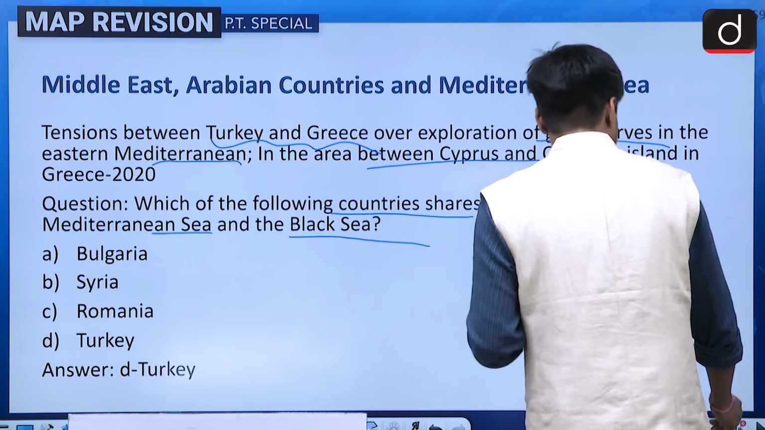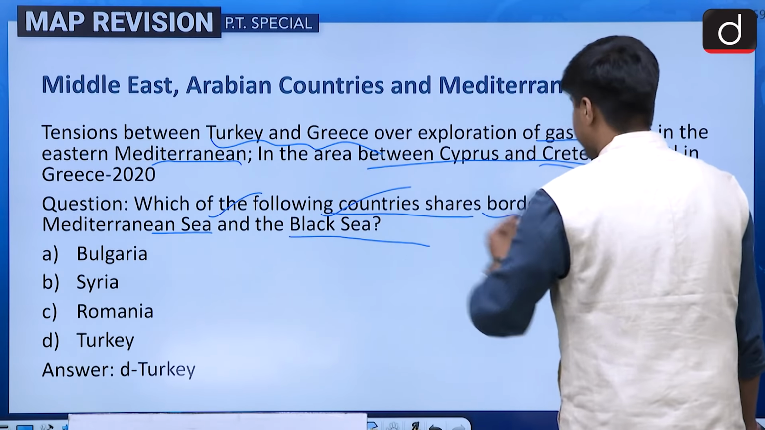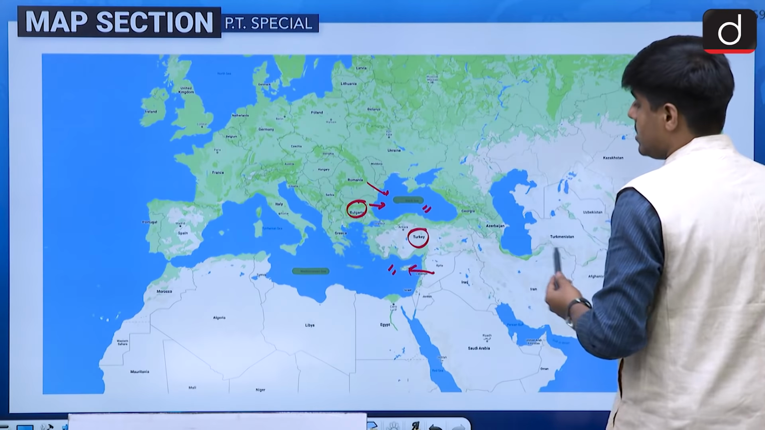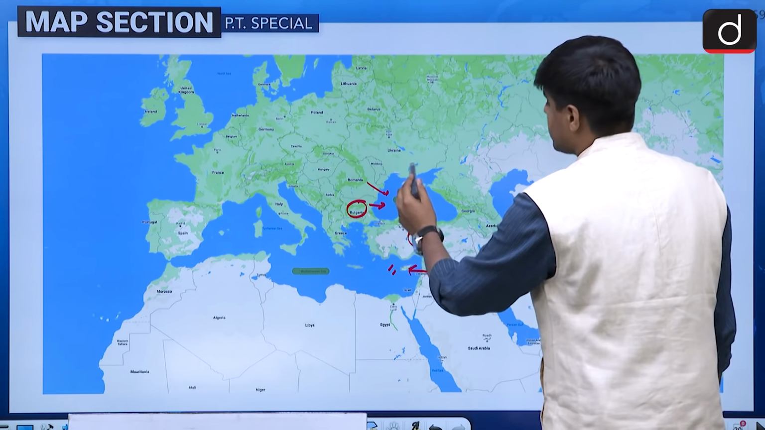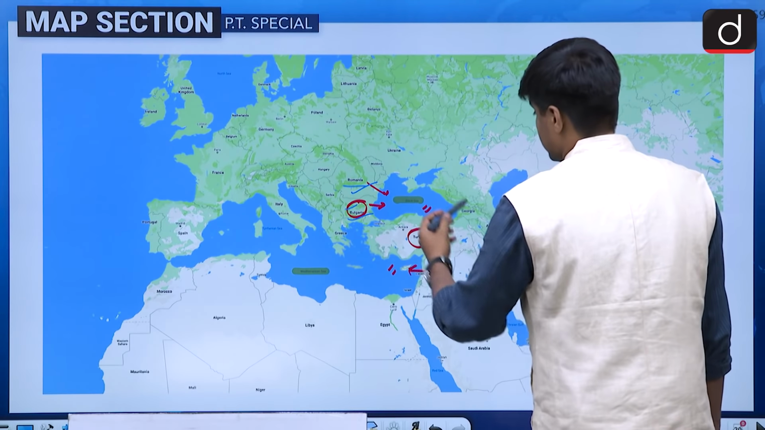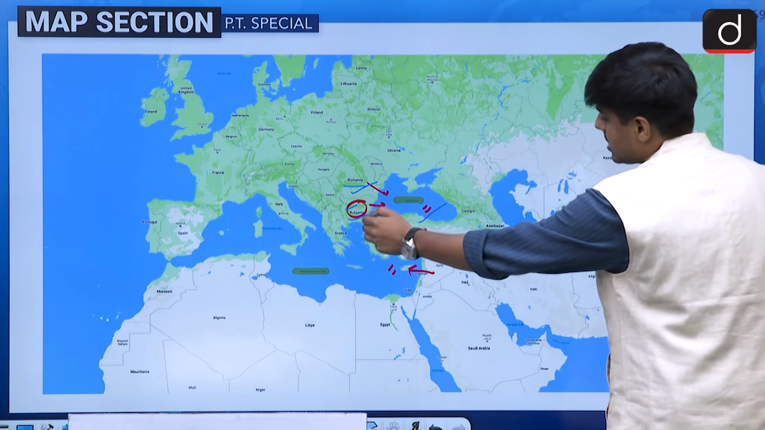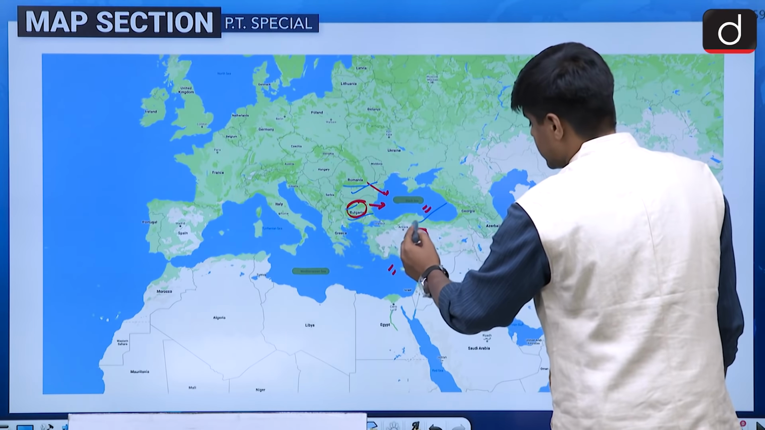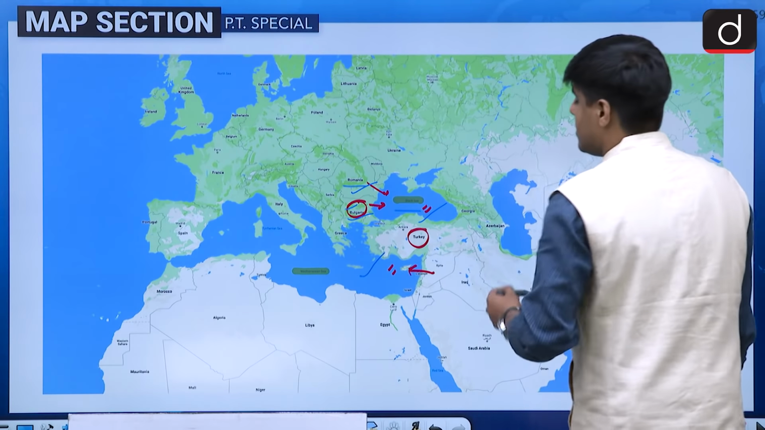So let us have a look at the question and have a look at both of these water bodies, Mediterranean Sea and Black Sea. Out of the given options, we find that Romania shares a border, Bulgaria shares a border, Turkey shares a border with the Black Sea, but only Turkey shares the border with Black Sea as well as Mediterranean Sea.